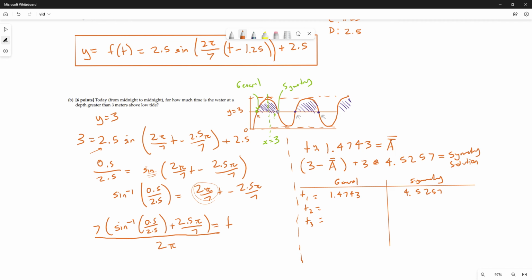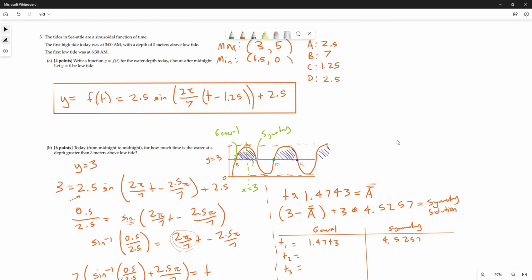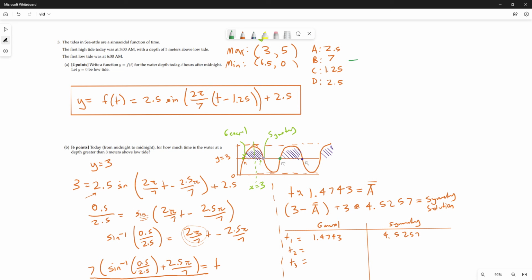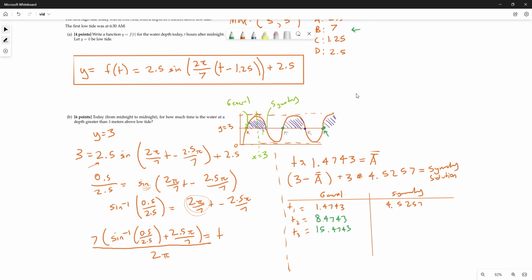Okay, now all you need to do to get the second general solution is to add a period to the first one. So that will give us this dark green color. Now, our period, as we found in part A, is 7. So you just need to add 7 to this general solution. And to find this other dark green point here, you just need to add another period. It is very simple. Now, it says from midnight to midnight, so we need to keep adding periods until we reach 24.